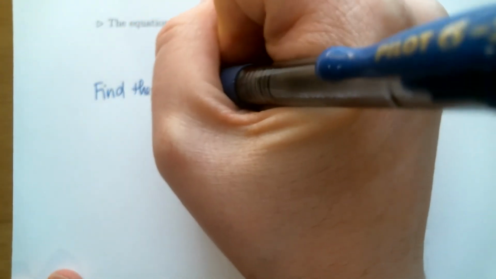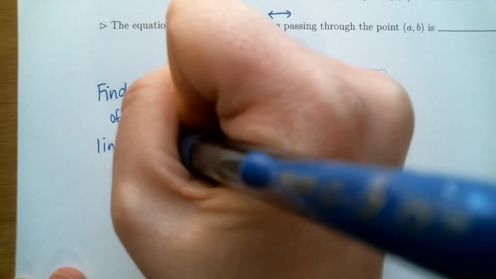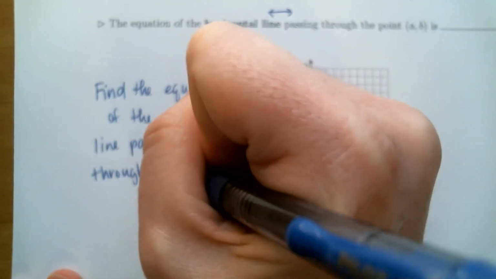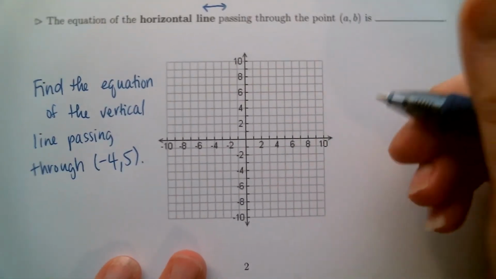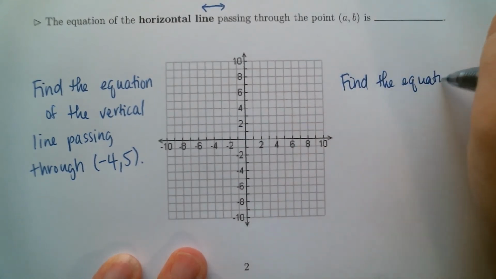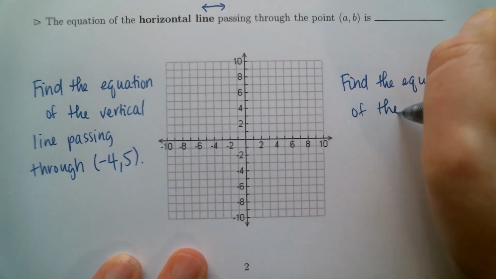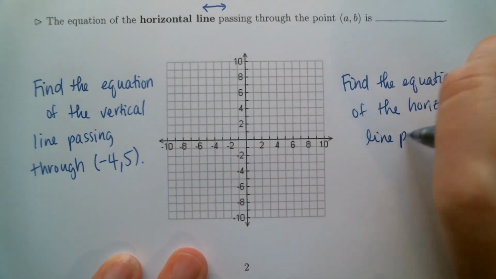Find the equation of the vertical line passing through the point -4, 5. Okay, so we'll do that. And then over here, I'll put: find the equation of the horizontal line passing through the same point.